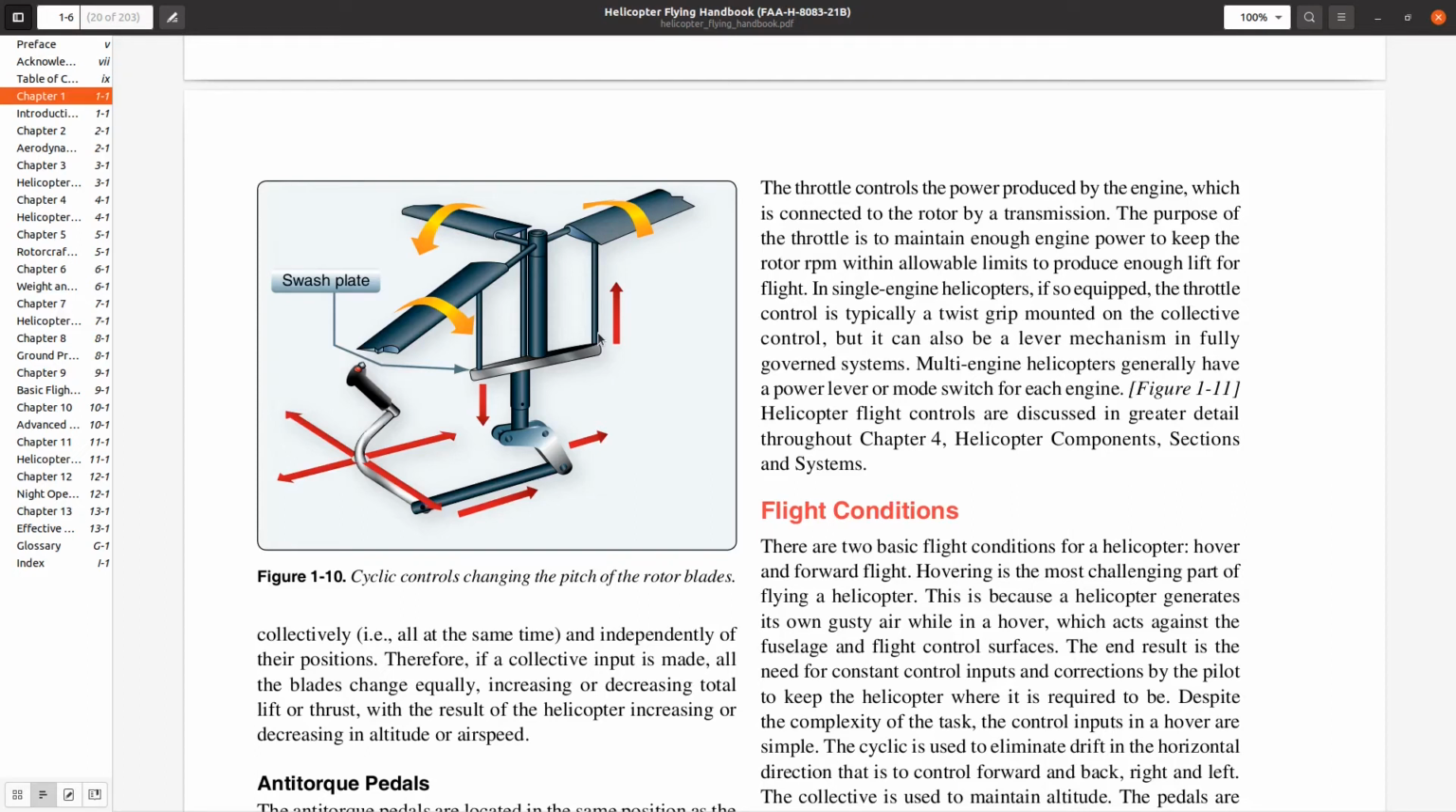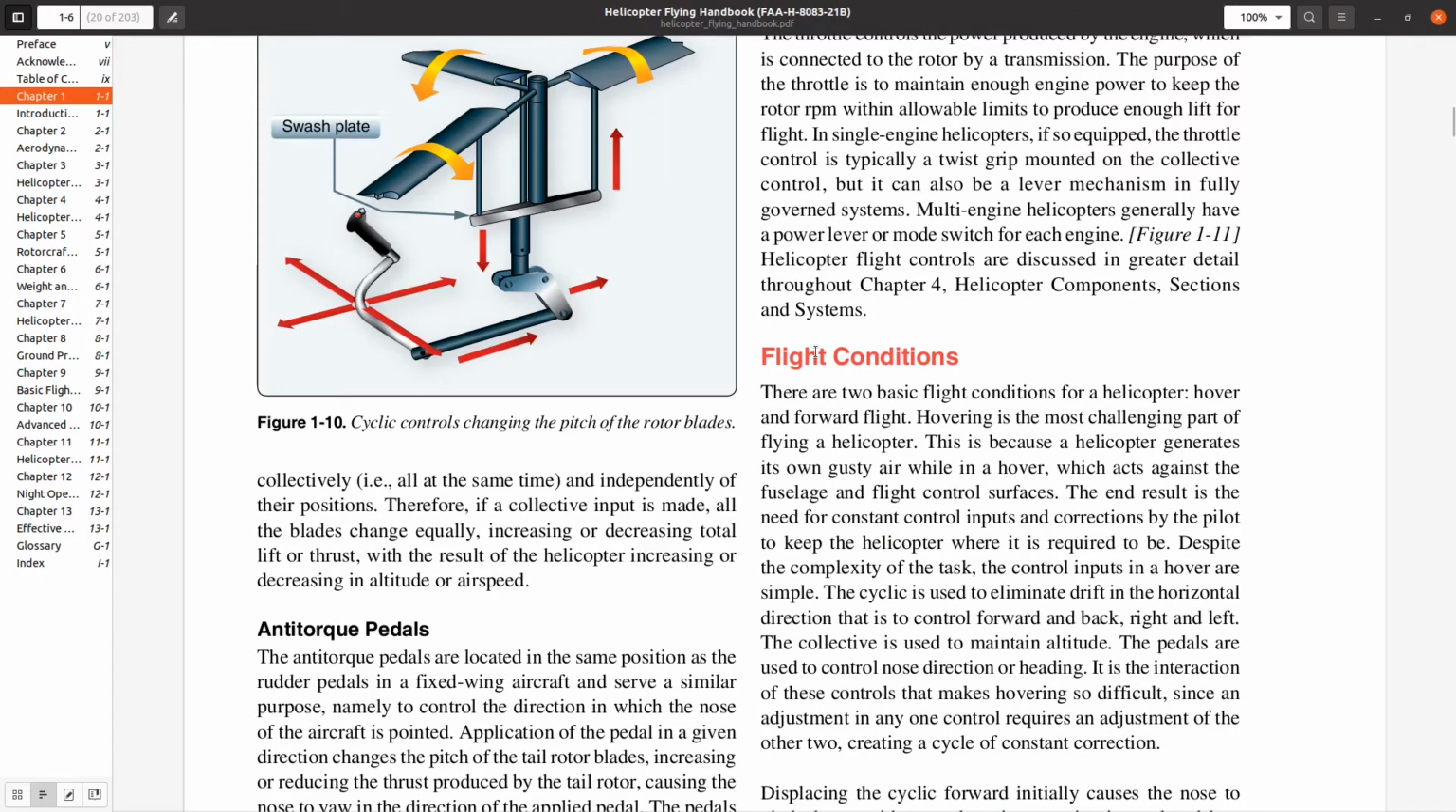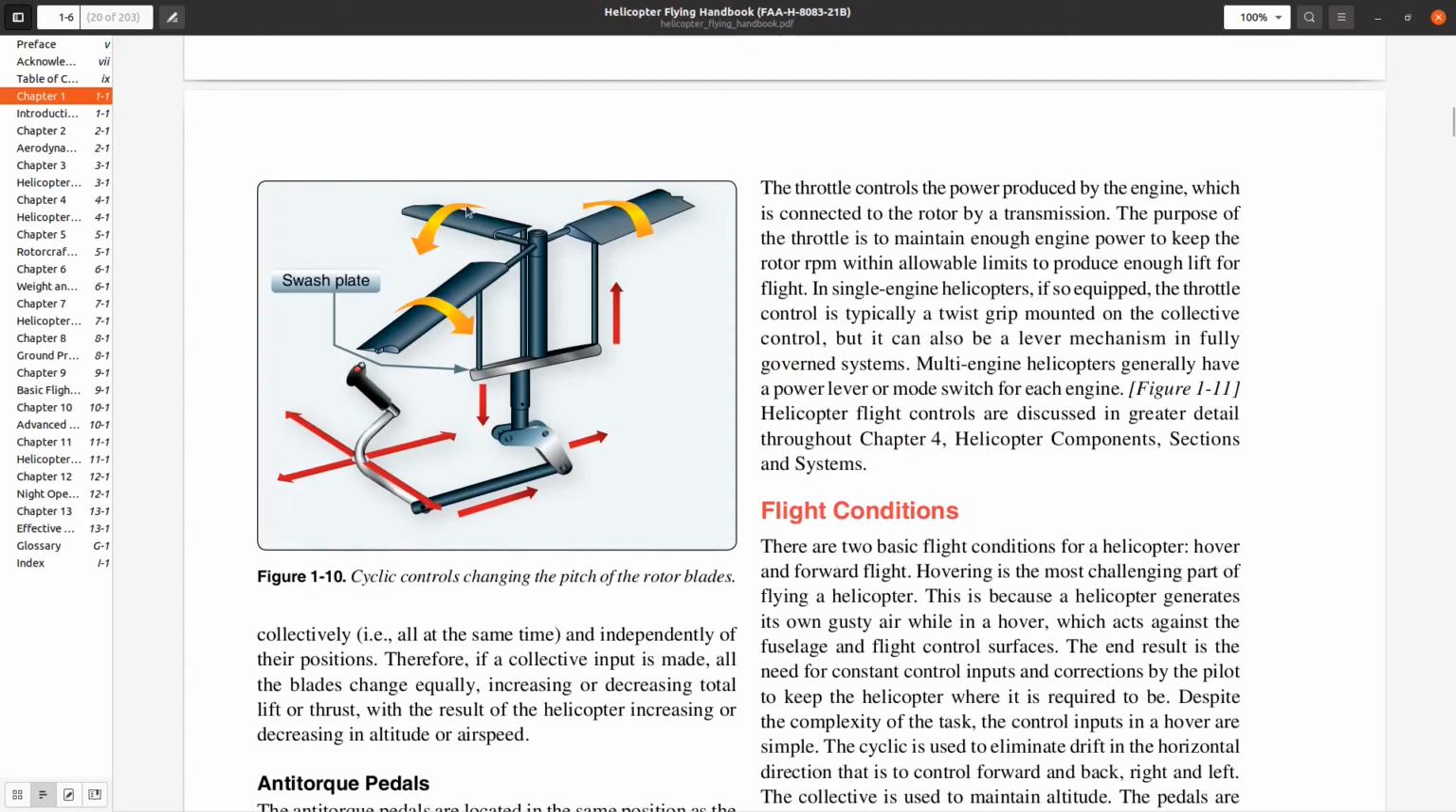And then we have our collective. So what does the collective do? The collective is just used to change the pitch of all the blades by the same amount simultaneously. So if you look at what happens when you raise the collective lever in a typical helicopter, it's going to raise this plate, which increases the pitch on all of these rotor blades.